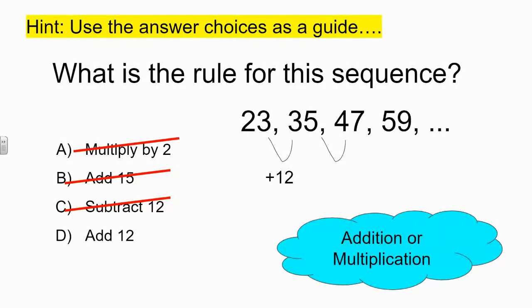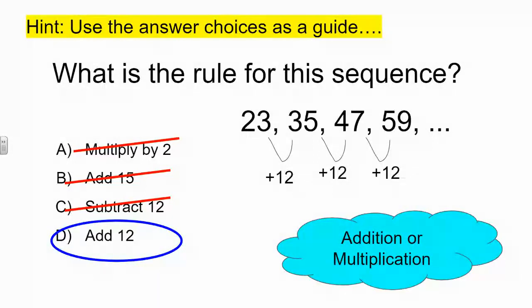Just because it worked once, that doesn't make it a pattern. 35 plus 12. Oh, yep, that's 47. And let's try it one last time. Third time's the charm. 47 plus 12, 2 plus 7 is 9. Yep, that's 59. The correct answer is add 12.